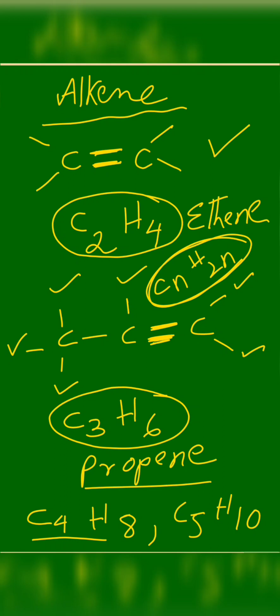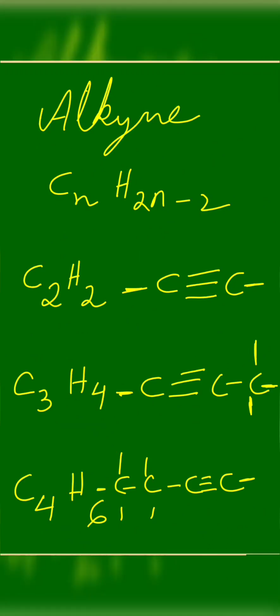In case of 3, propene, C3H6. Here it will be 6. In case of n is 4, then C4H8. If you make n as 5, C5H10. So this is all about alkenes. Now let me explain the alkynes.